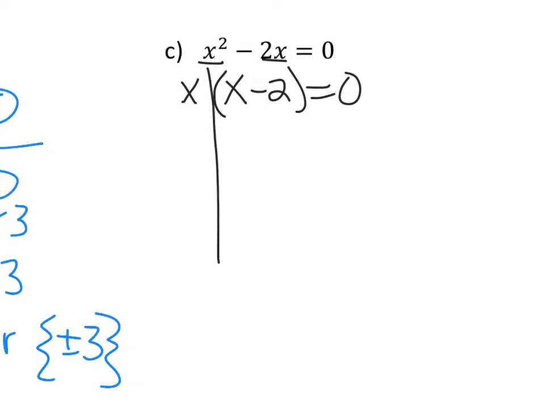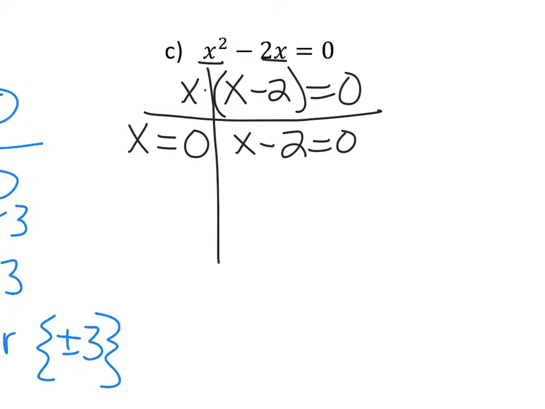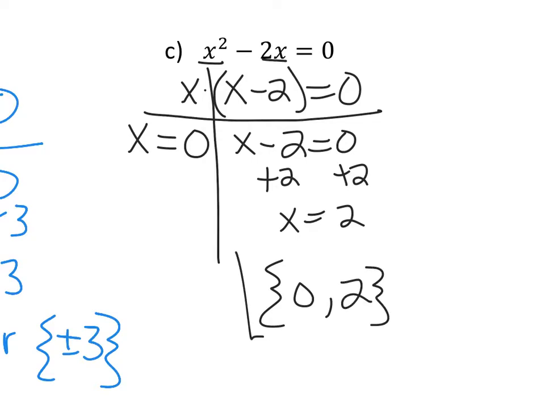I'm still going to do a t-chart, and I have x as a factor and x minus 2 as a factor. We're still going to do the same thing and set them both equal to 0. So x equals 0, and x minus 2 equals 0. Now the first one's already solved. I don't have to do anything, so my first root is 0. My second root, I will add 2, and I get x equals 2. So the roots here are 0, 2. Again, they can also be called zeros or x-intercepts.